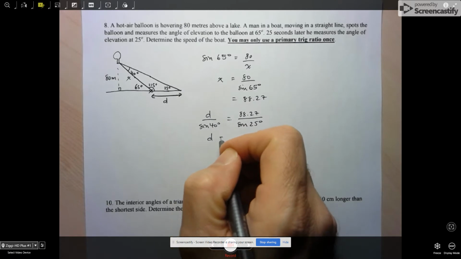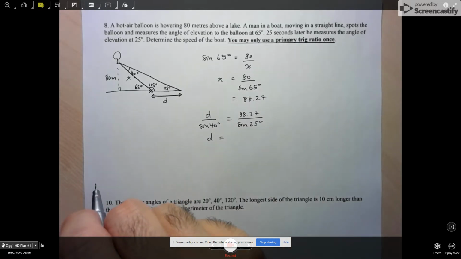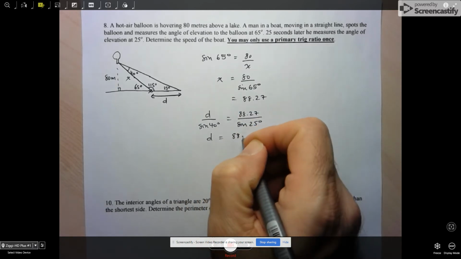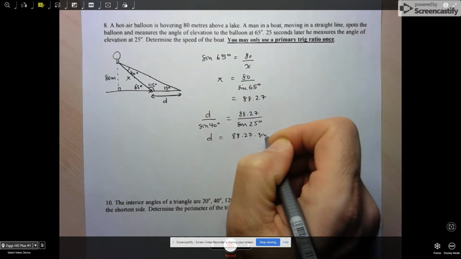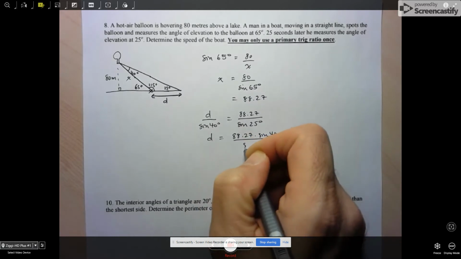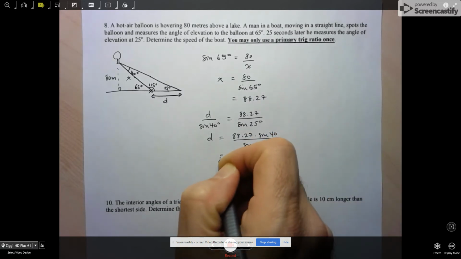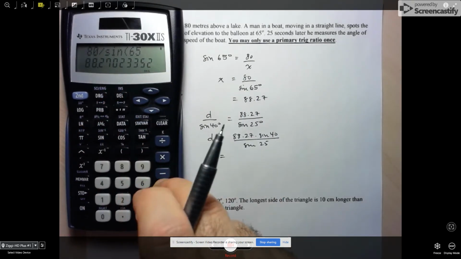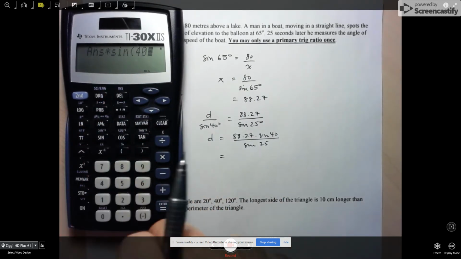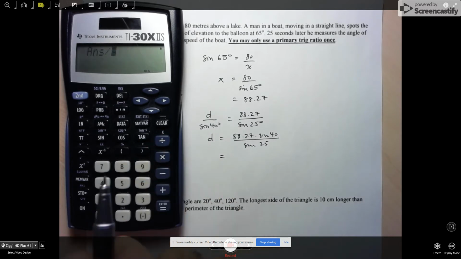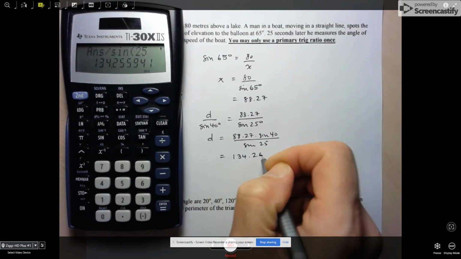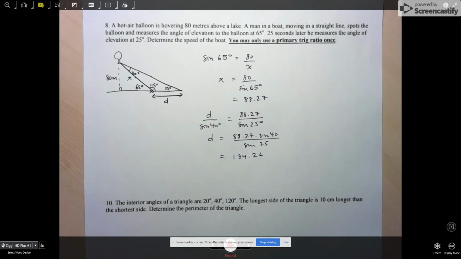Now this is a pretty easy thing to solve for. I just multiply the other side by sine 40. So I have 88.27 times sine 40 all over sine 25. Let's calculate that here. I already have the 88.27, so we'll multiply that by sine 40, and then we'll divide that by sine 25. And we end up with 134.26. But this is not what we're looking for.